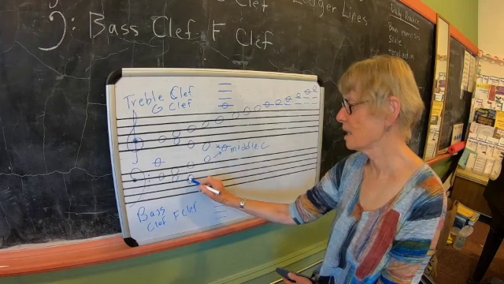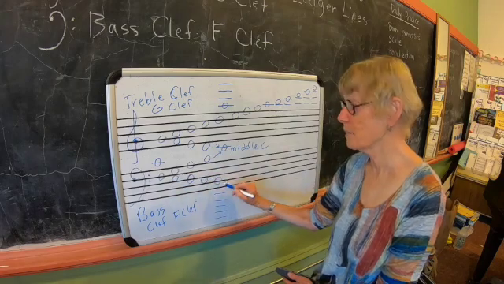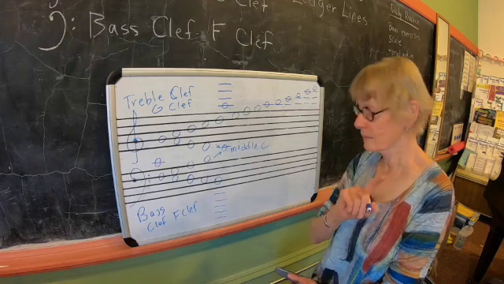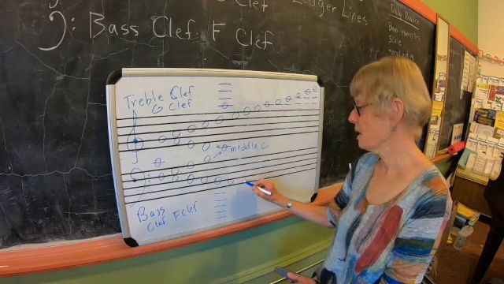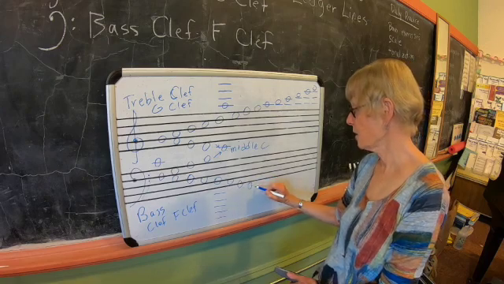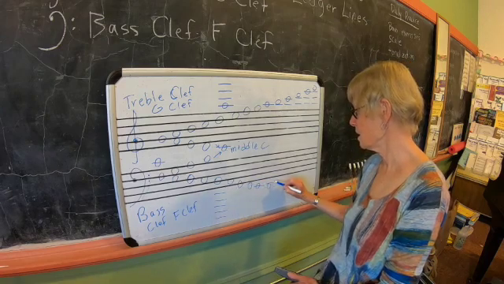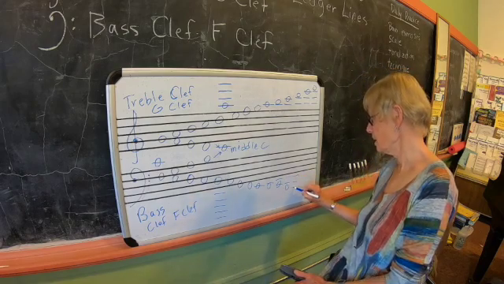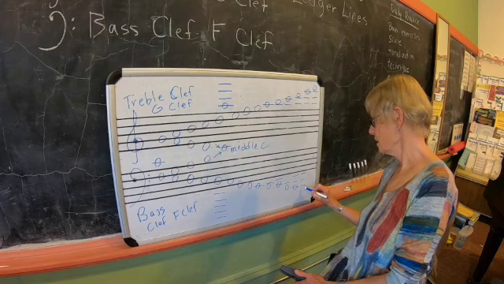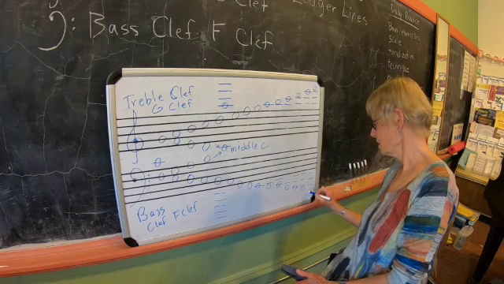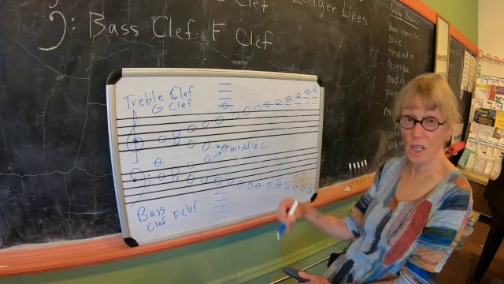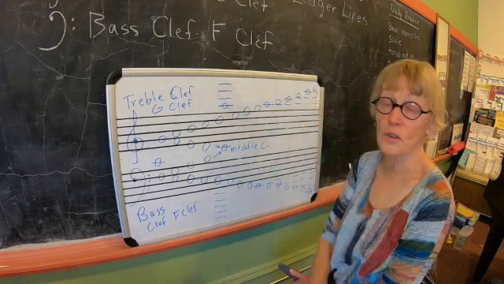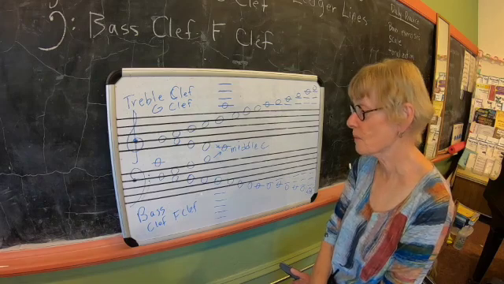E, D, C, B. Remember I suggested that you practice your alphabet backwards? This is the reason. A, G, F, E, D, C. We're getting lower. B, A, G, F, and it could go on and on to the bottom of the piano. There's a shortcut to reading the high notes and the low notes. We'll talk about that sometime in the future.